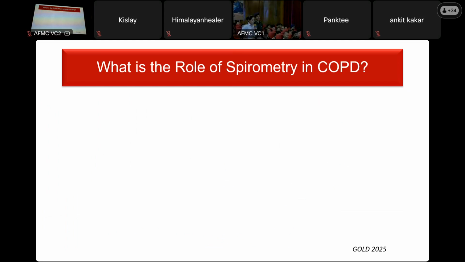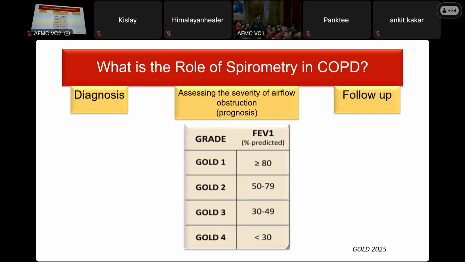What else? What other ways can we use spirometry? We can follow up the patient with spirometry to see the effect of medications, and we can also grade the level of obstruction.